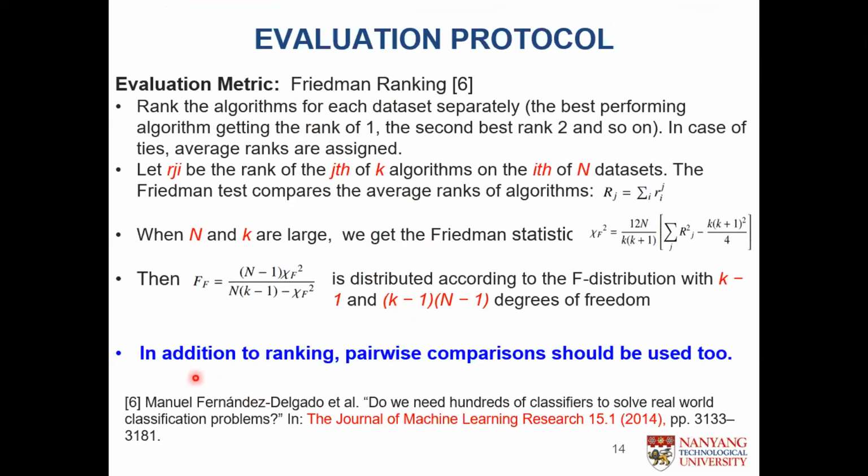So in addition to using Friedman ranking, we can also make use of pairwise comparisons like the Wilcoxon test and so on. So we made use of the data sets available from this particular paper, JMLR 2014, and this work is very popular. I think this paper has 2,000-3,000 citations and so on.